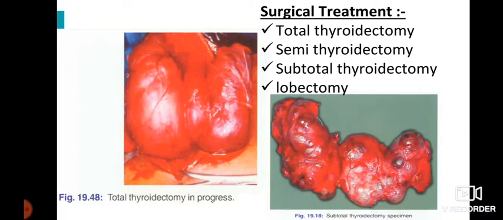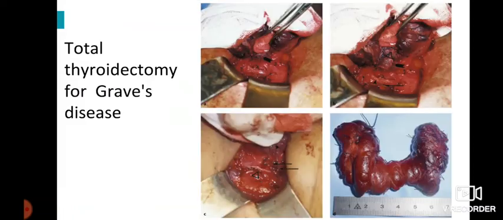In total thyroidectomy, the entire thyroid gland is removed. In semithyroidectomy, the entire gland is removed, leaving the small posterior part to avoid injury to the parathyroids. In lobectomy, a specific lobe of the thyroid gland is removed, either the left lobe or the right lobe or the pyramidal lobe. Here you can see the picture of the total thyroidectomy for Graves' disease.